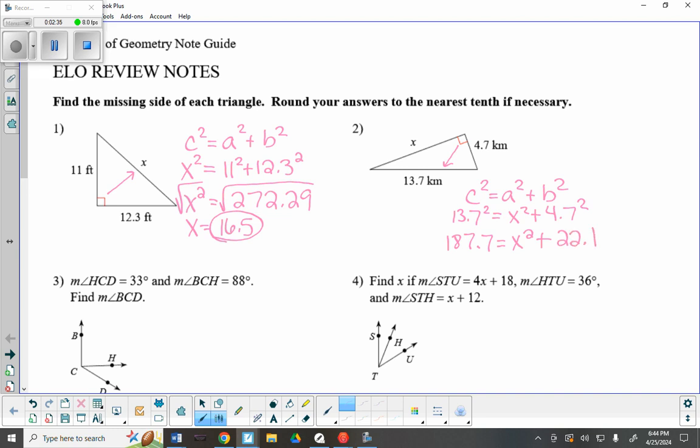Now we are solving for x squared, so we need to get x squared by itself. I should say we're solving for x. So you have x squared is equal to, we subtract, we get 165.6. And then lastly, we'll take the square root of both sides. So x equals the square root of 165.6, which is 12.9.